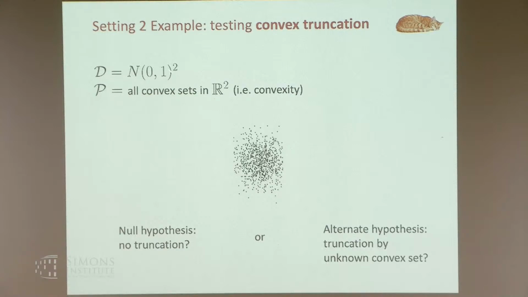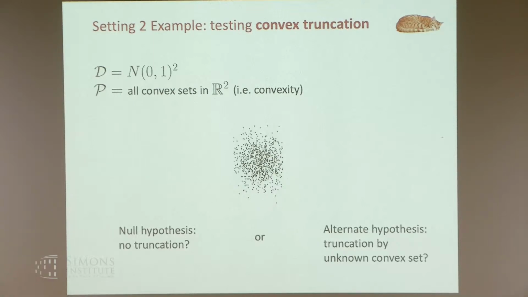The background distribution will be this two-dimensional Gaussian distribution. The class of allowable truncations will be truncations by convex subsets of the plane. So this is a bona fide sample of, I think, 1,000 data points, which either are drawn from the standard two-dimensional Gaussian, or they're drawn from the Gaussian, I think I'm giving it away with my hand gestures, drawn from the Gaussian conditioned on some convex set.